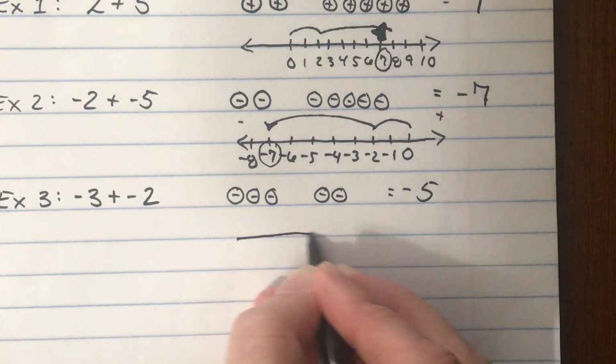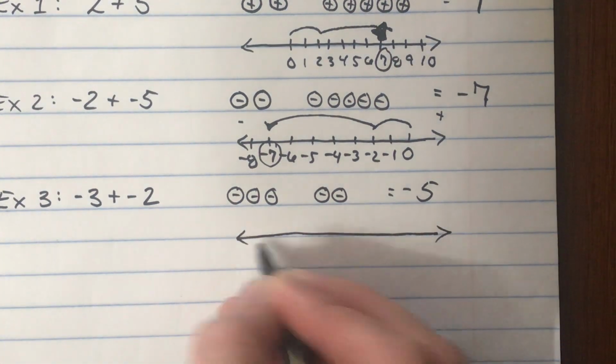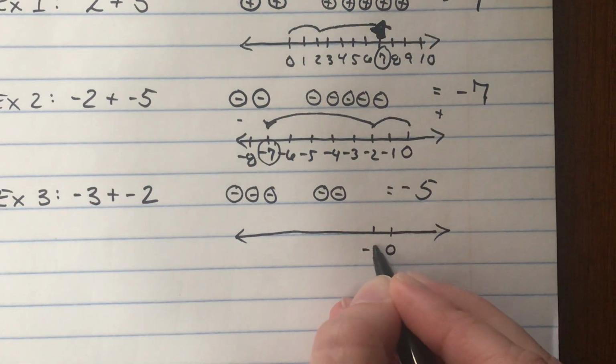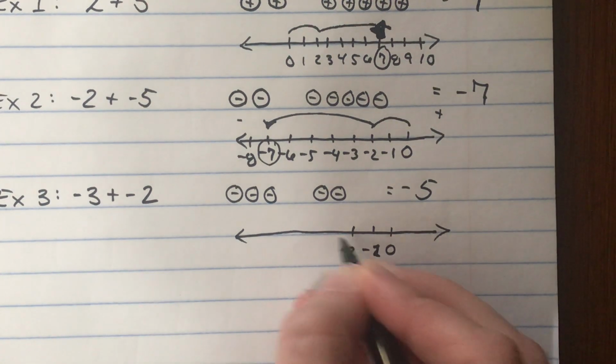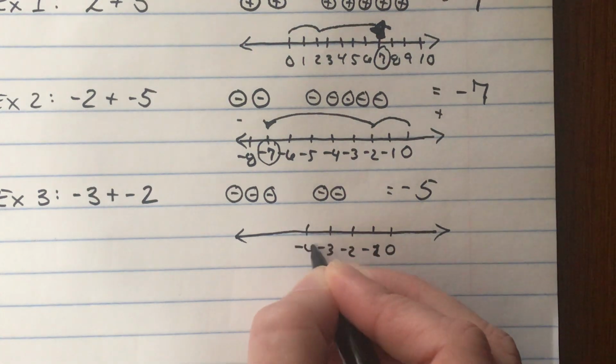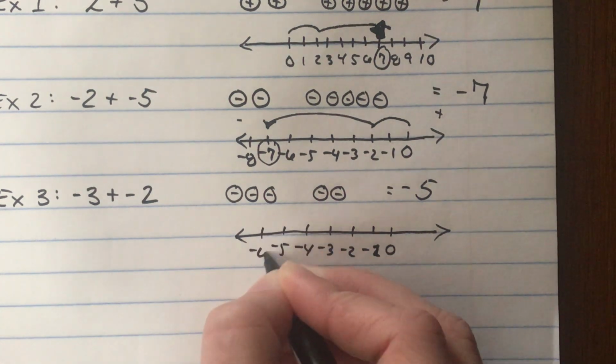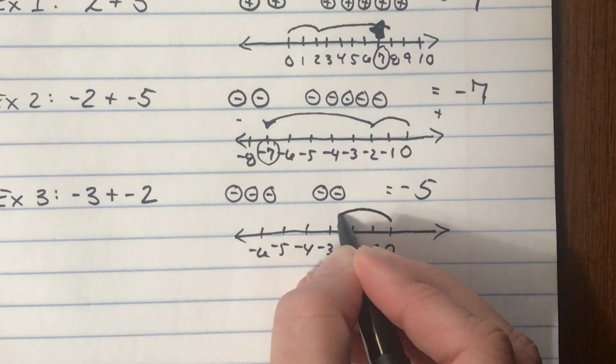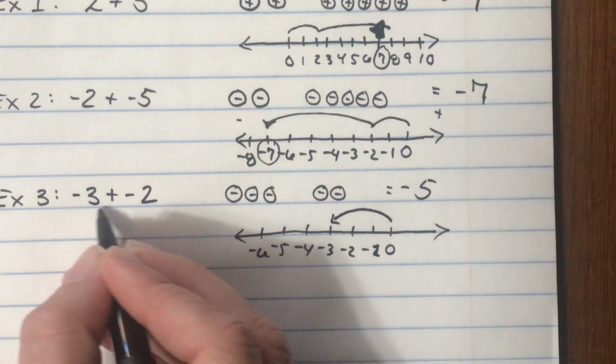On the number line, we would do the same thing. Draw the number line. We're going to mark 0. And then we're going to mark -1, oops, what did I write, a 2? -1, -2, -3, -4, -5, -6. I'm going to go from 0. I'm going to mark -3 first. That's my first number that I'm going to model.